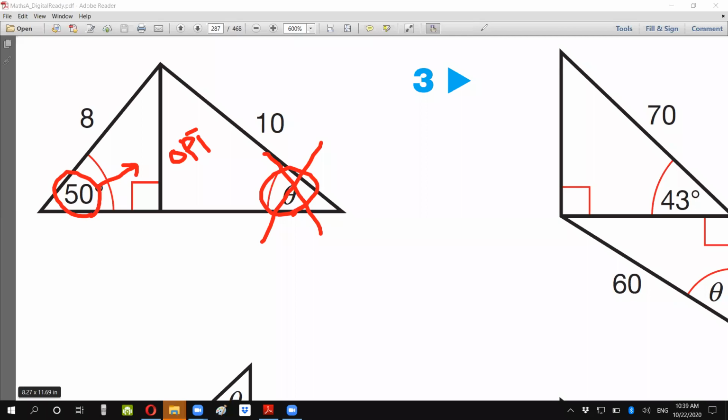Here is opposite. Here is the hypotenuse, adjacent and hypotenuse. I don't want adjacent, I want only the opposite, the line between. I have opposite and hypotenuse. I will name the opposite as X. Which rule will I use?